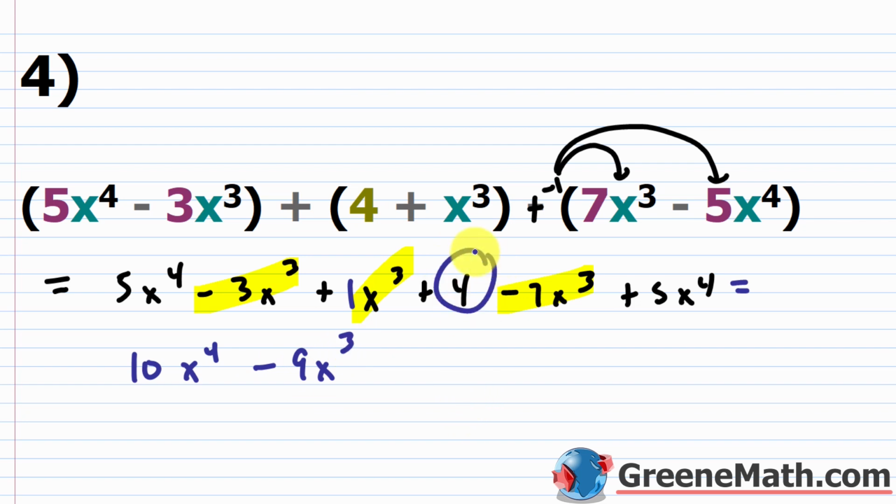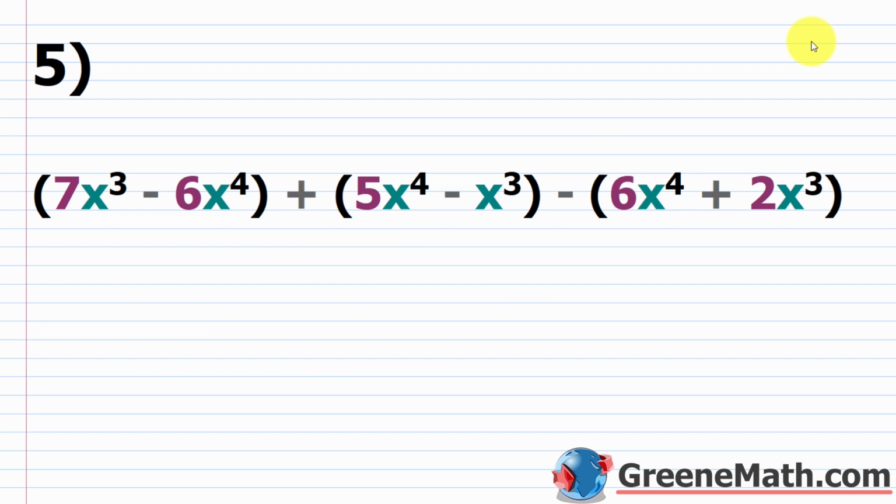And then lastly, you just have this 4 here, nothing to combine with that, so just plus 4. So our answer here is 10x to the 4th power minus 9x cubed plus 4. All right, let's look at problem number 5 now.